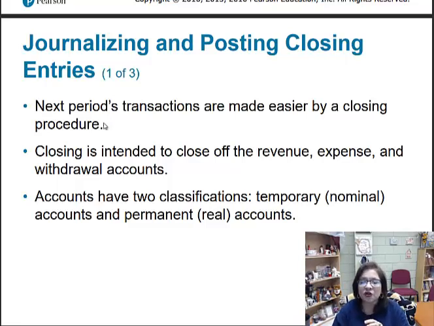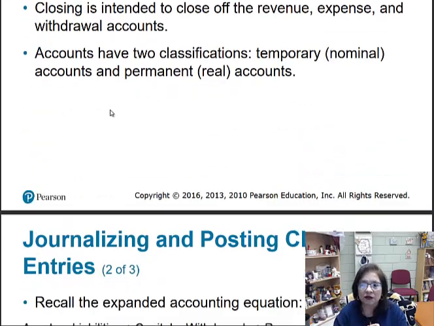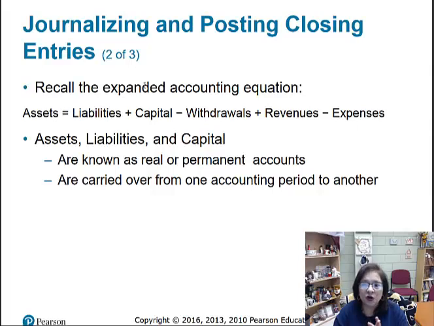Okay? So we have what are called temporary or nominal accounts, and then permanent or real accounts. We're going to get into those definitions as well. We do again notice the accounting equation: assets equal liabilities plus capital minus withdrawals. Okay? And the reason that it's minus withdrawals is because you're taking it away from the capital, the money that you have in cash, or that's your main asset that you can withdraw from. Then you add your revenues, and then of course making sure that you subtract your expenses. Okay?